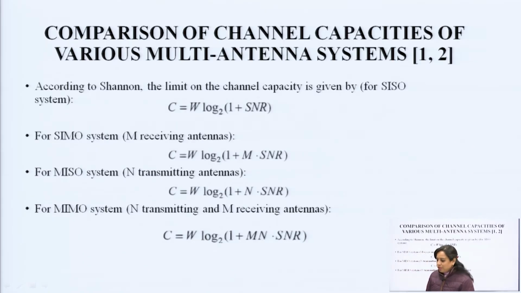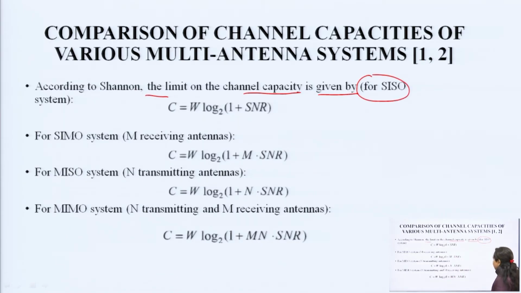Next is the comparison of channel capacities of various multi antenna systems. First, according to Shannon, the limit on the channel capacity for the SISO system, that is single input single output, is given by this formula: C equals W log to the base 2 of 1 plus signal to noise ratio. This is when there is no diversity, meaning a single antenna transmitter and a single receiver. So, we are using a very common formula given by Shannon, where the capacity of the channel is given by W, the bandwidth, times log to the base 2 of 1 plus signal to noise ratio.